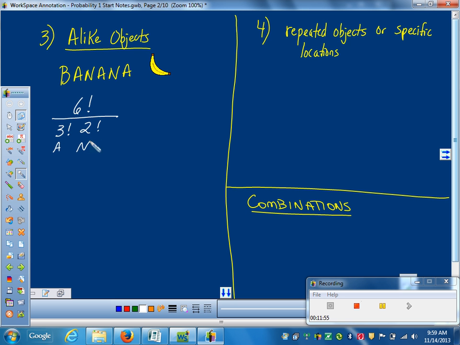There were 1, 2, 3 A's, so I divide by 3 factorial, 2 N's, so I divide by 2 factorial. Do we do anything with the B? No, the B wasn't repeated, so you don't have to do anything with the B. 1 factorial is just 1. So the general formula is the total number factorial divided by how many you have alike.